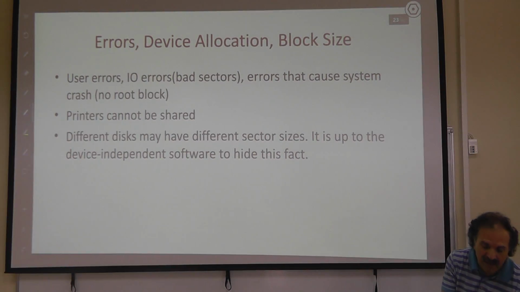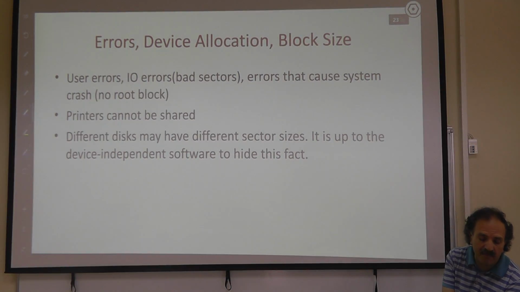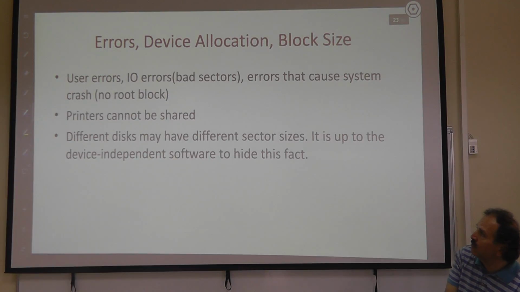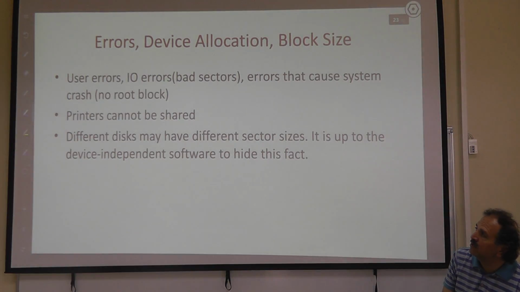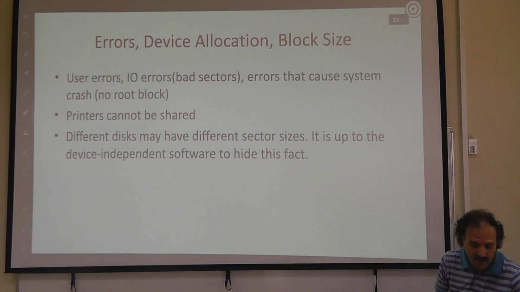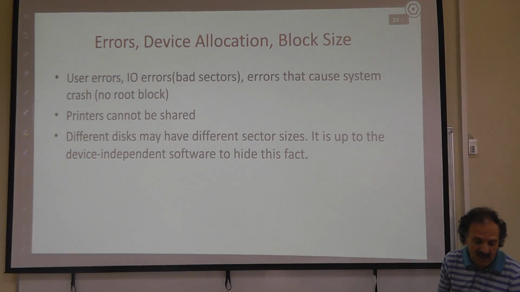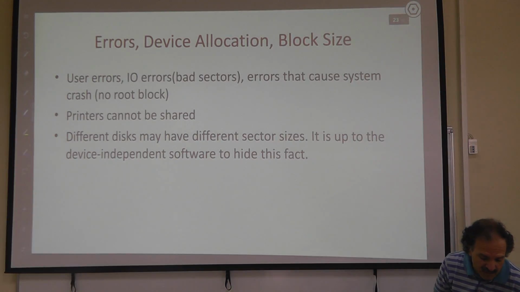Sometimes there are I/O errors, bad sectors. On the disk, I have a bad sector, and I cannot write or read from those sectors. These are lower level errors, or errors that cause system crashes. For example, there is a bad sector at the system hard disk root. All the data is lost, you cannot do anything, so it causes the system crash. So the errors might range from user errors to system crashes, and each one has to be dealt with differently. There is no standard way of doing it.